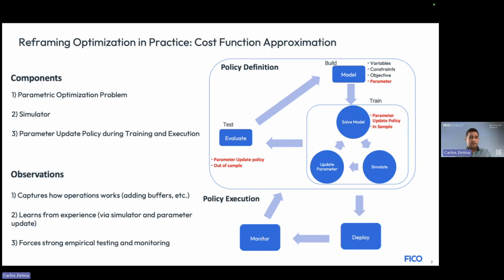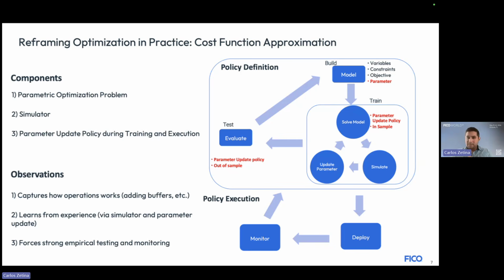And then the final point I want to bring up is that this forces strong empirical testing and monitoring. So here you are already assuming that the model is consistently changing based on the state. And so it makes it imperative for you to actually measure how the decisions are performing to see whether that state is properly capturing the environment that it's supposed to capture. So the question is, how do I now build a cost function approximation given the tools that I have, okay?